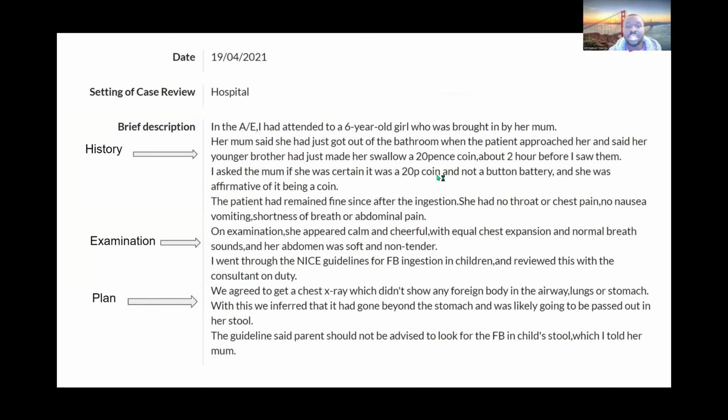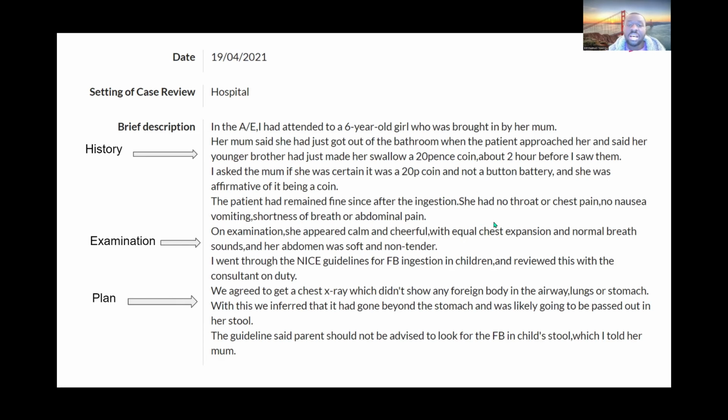So I said in the A&E, I had attended to a 6-year-old girl who was brought in by her mom. Her mom said she had just got out of the bathroom when the patient approached her, and said her younger brother had just made her swallow a 20 pence coin about 2 hours prior to when I saw them. So I asked the mom if she was certain it was a 20p coin and not a button battery, because I was more concerned if this child had swallowed a button battery. And she was quite affirmative it was a coin.